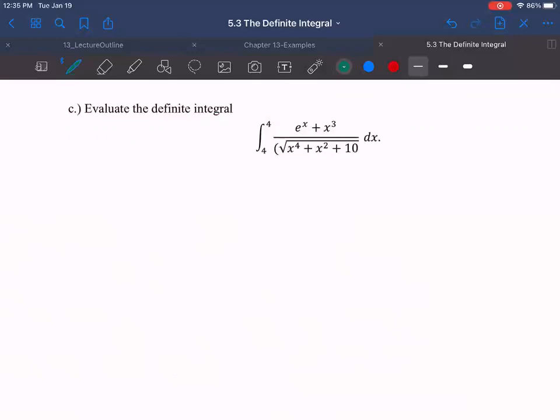What's the answer here? 0, right? Because it's crazy complicated, but look at where we're going. We're going from 4 to 4. So C rule A, 0. Cool?